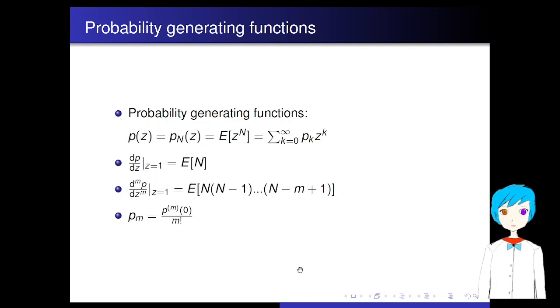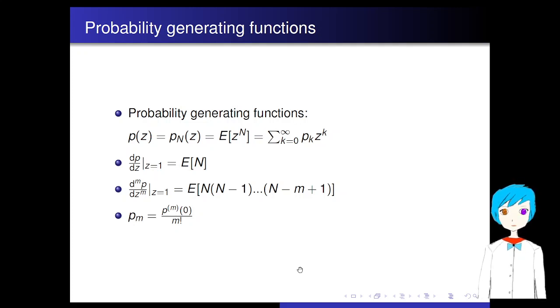The probability generating function is defined as P of z to be the expectation of z to the power N, where N is a random variable. So it's a summation of p_k times z to the power k. p_k is the probability that the random variable N takes the discrete number k.